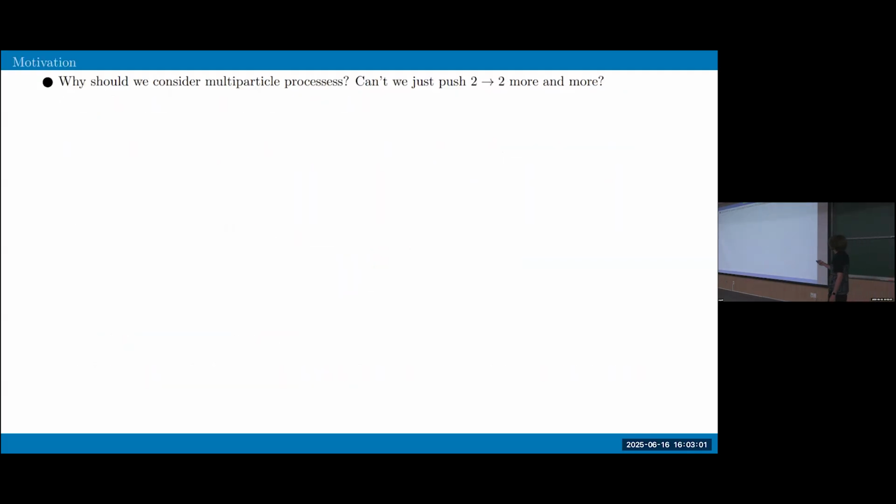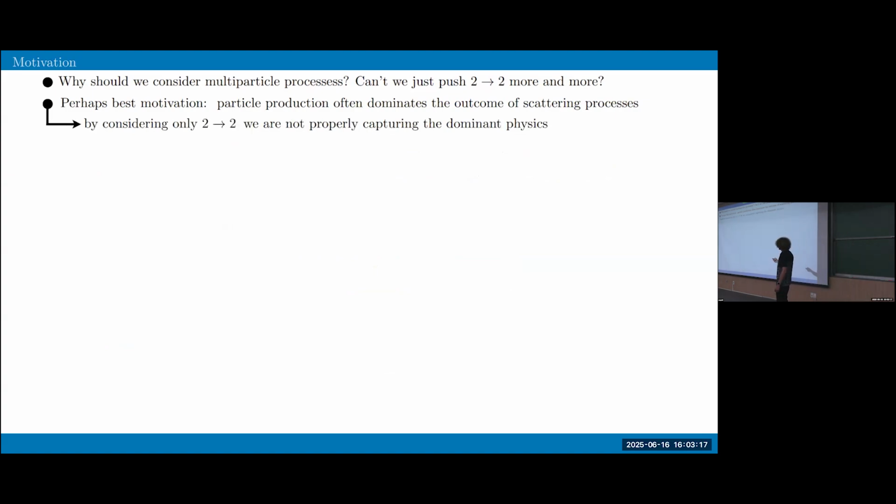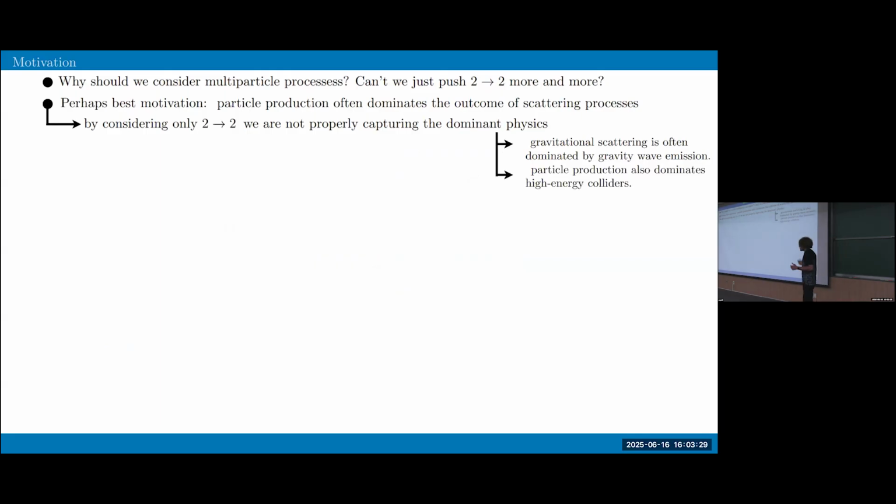So given all these successes of the 2-to-2 Bootstrap, we should ask why we should really consider multi-particle amplitudes and not just keep pushing 2-to-2 more and more. And perhaps the best motivation I can give you is that often particle production is the dominant outcome of scattering processes. And by considering only 2-to-2 processes, we are not properly capturing the dominant physics. This is the case, for example, in gravity theories, where in many kinematical regimes, the scattering is dominated by emission of gravity waves, or it's also true, for example, in colliders.